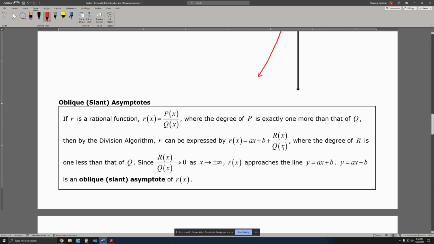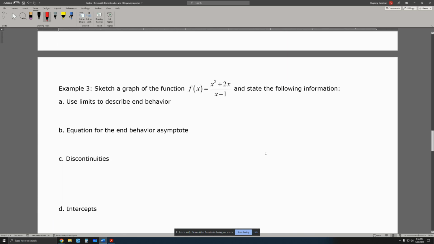So therefore, the function is just simply going to approach ax plus b, the line y equals ax plus b, which we see as in slope-intercept form. Okay, so we've got a linear equation that the function approaches as we approach positive and negative infinity. This line that the function approaches is called an oblique asymptote or slant asymptote. Okay, so let's see what this looks like.